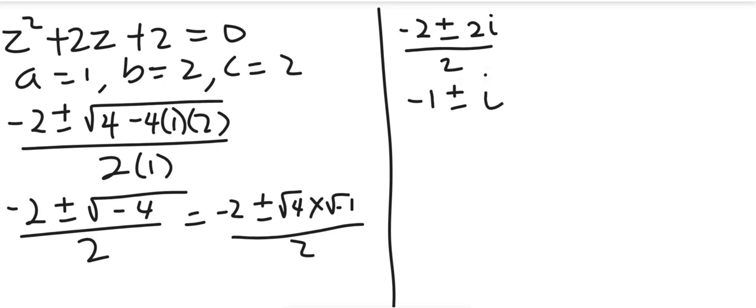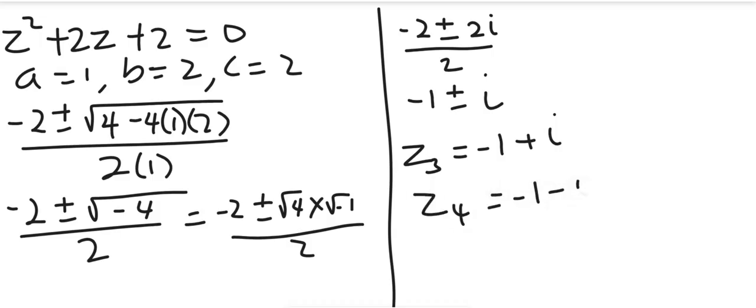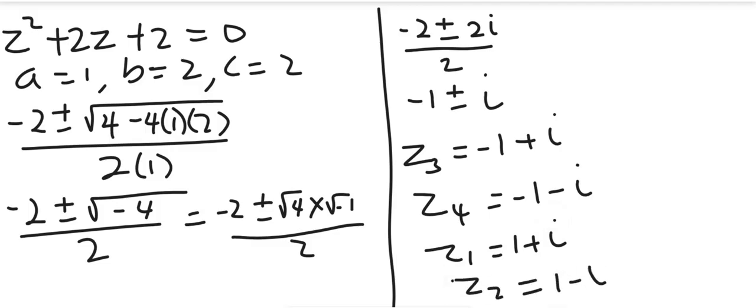So I have another two set of answers. Z3 is equal to minus 1 plus i. Z4 is equal to minus 1 minus i. So I have four answers. Don't forget, earlier on I got z1 to be 1 plus i, z2 to be 1 minus i. So these are the four answers that satisfy the complex number z to the power of 4 equal to negative 4.